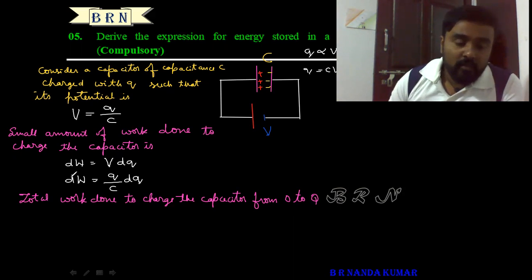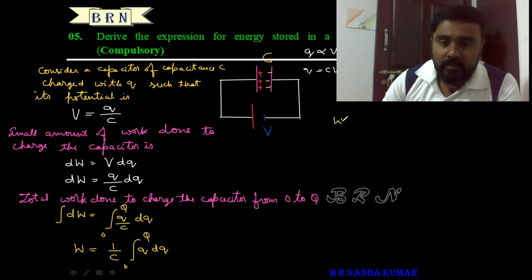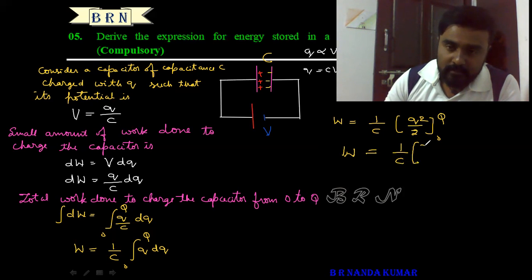Now we have to apply integration to the above equation. Integration of dW is equal to integration from 0 to capital Q of Q by C into dQ. 1 by C is constant, take it outside. Integration of Q dQ is Q square by 2, with limits from 0 to capital Q. So W is equal to 1 by C, first apply the upper limit, Q square by 2 minus 0.